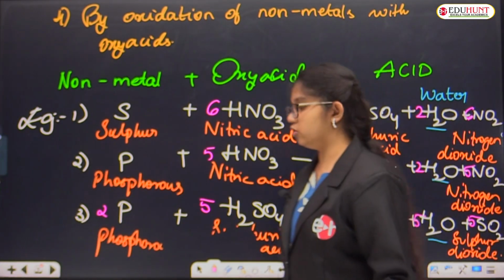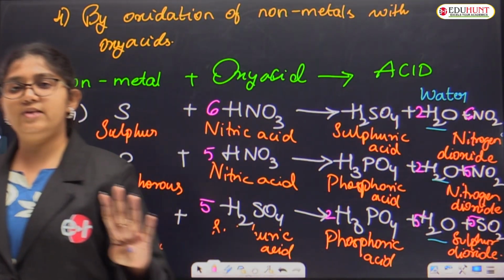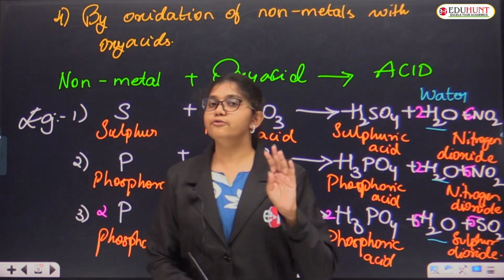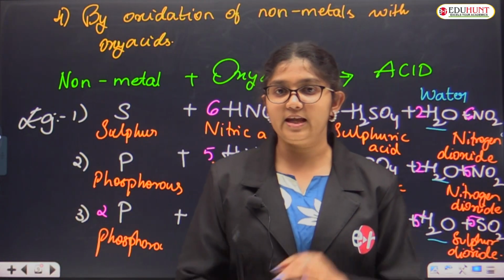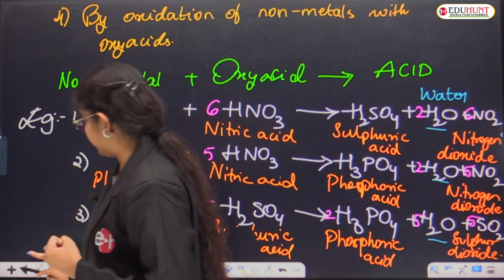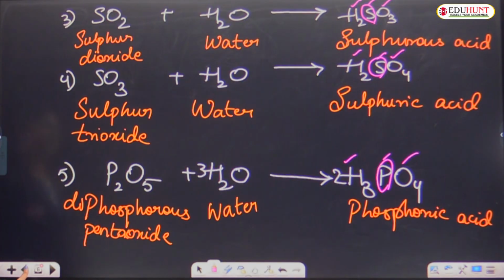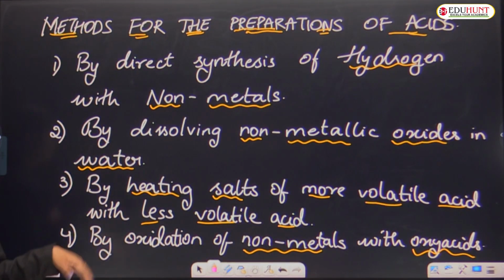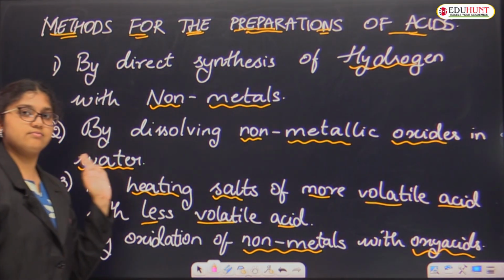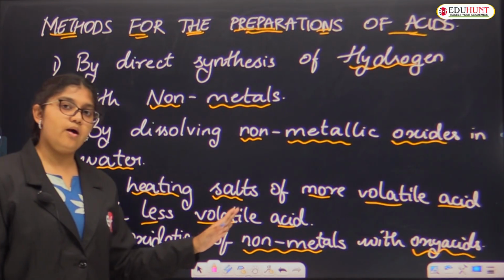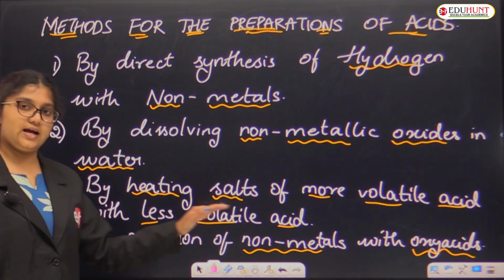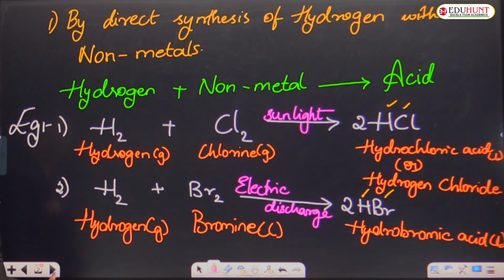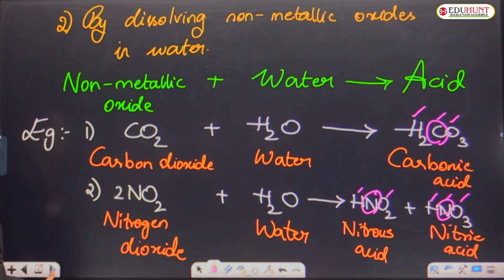So, finally, we completed all the 4 methods. What are the 4 methods? Namely, I'll show you once again. Wait. We'll revise once again. By direct synthesis of hydrogen with nonmetals, by dissolving non-metallic oxides in water, by heating salts of more volatile acid with less volatile acid, and by oxidation of nonmetals with oxyacid. So, these are all the slides for you with examples, methods and note points.